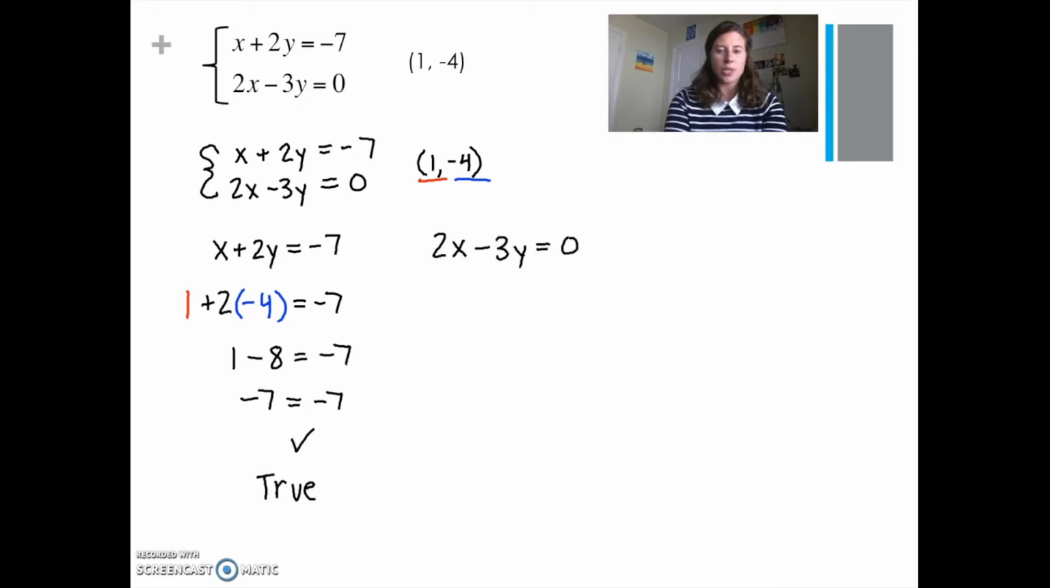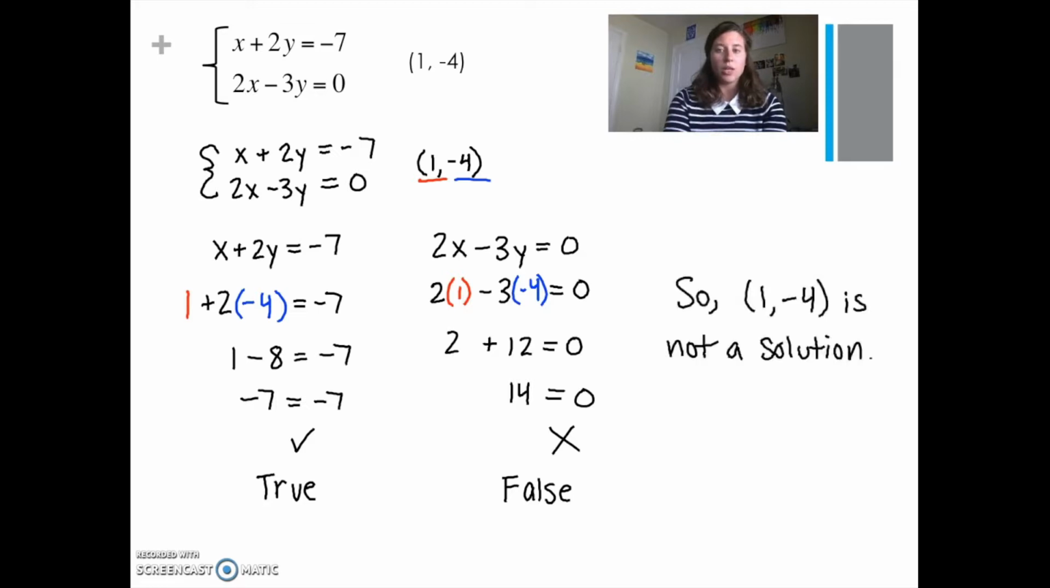Now for the second equation. Substitute 1 for x and -4 for y. Multiply to get 2 plus 12 equals 0. Add to get 14 equals 0. 14 does not equal 0, so this is false. Because the ordered pair does not satisfy both equations, 1, -4 is not a solution.